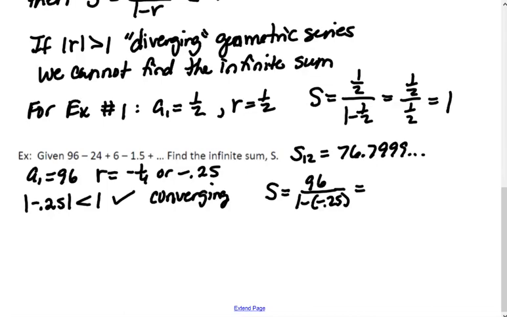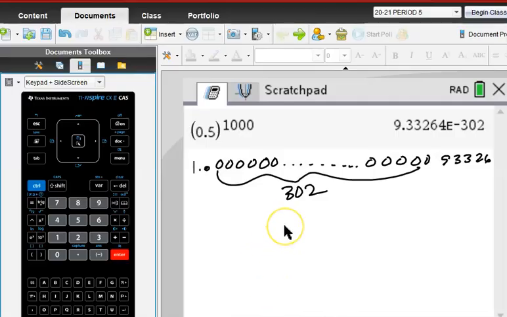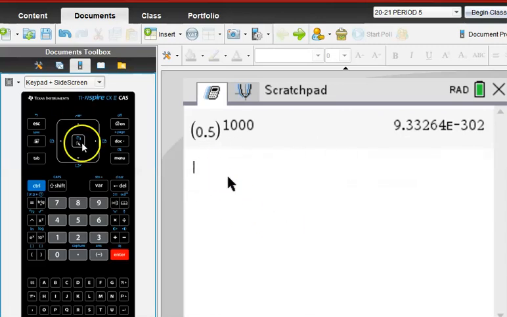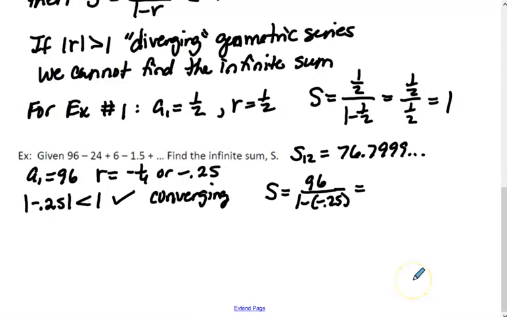If you do this on the calculator, let me open up the calculator here. All right, so 96 divided by, in parentheses, 1 minus negative 0.25, and I'm going to follow my own advice and put that in parentheses, although when it's not raised to a power, it won't make a difference. So you'll see that it just shows 76.8. So we're saying if we added 12 terms, we got 76.799999. If we add all the possible terms, all infinite number of terms, we get exactly 76.8. If we add anything less than that, we're just getting close to 76.8. So 76.8.